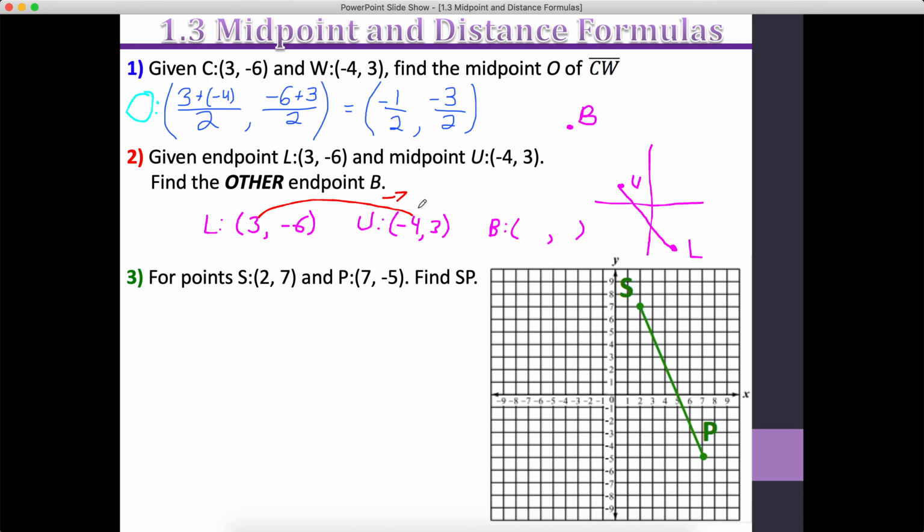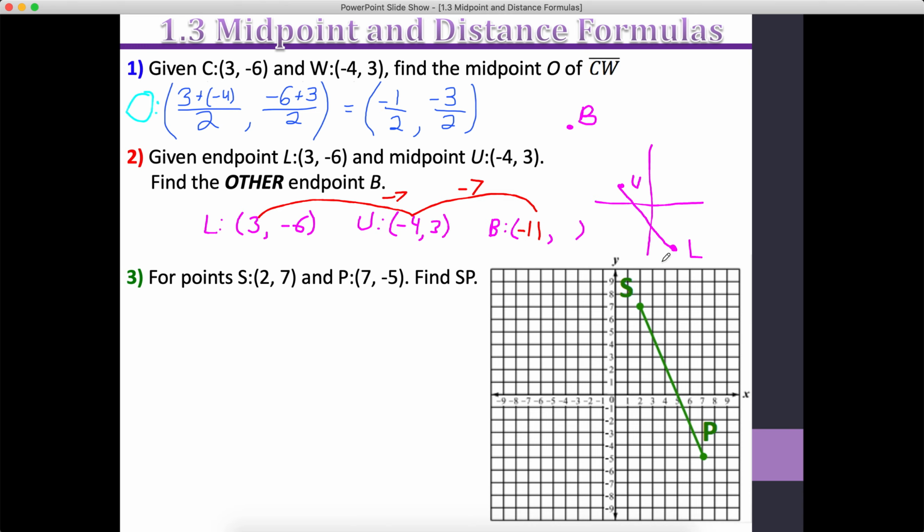Well, guess what? Since U is the midpoint, to get from U to B, I will have had to travel 7 units left again. 7 units left of -4 puts me at -11. Can you imagine what we would do with the y coordinate of B to get it?